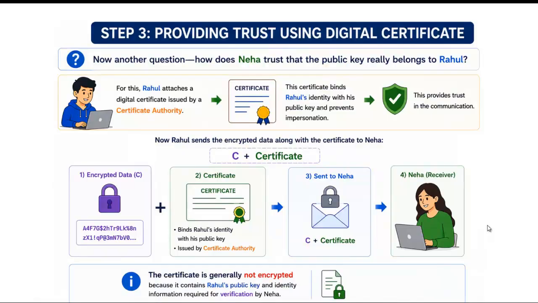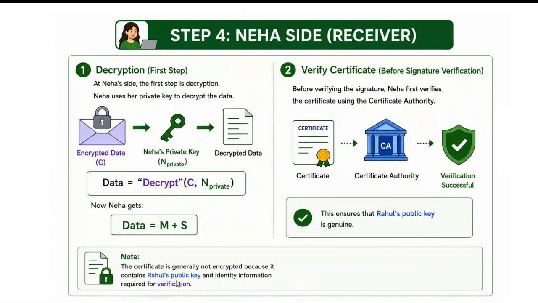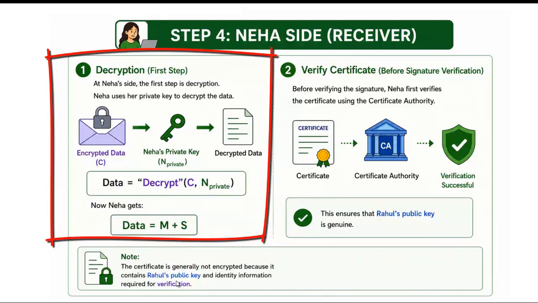Before we move to Neha's side, here is an important note that you can see here. The certificate is generally not encrypted because it contains Rahul's public key and identity information required for verification by Neha. Now we have done everything from the sender side, meaning Rahul's side. Now let's move to Neha's side, meaning the receiver side. The first step is decryption. As you know, the data is already encrypted with Neha's public key. So Neha uses her private key to decrypt the encrypted data that you can see here.